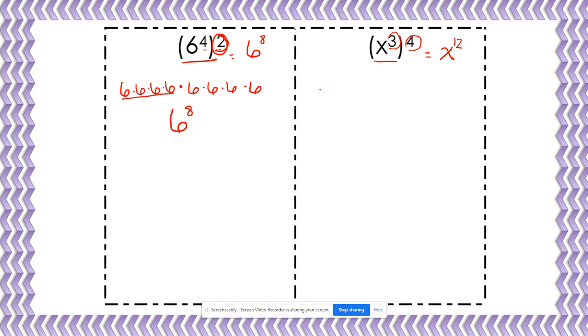Again, you can see how this works because if I have x to the 3rd power, that's 3 x's. This 4 is telling me to do this 4 times. So it wants 4 of my x to the 3rd power being multiplied by each other. So there's a second one, there's a third one, and there's a fourth. And what I notice is that I have 12 total x's being multiplied by each other, which gives me x to the 12th power.